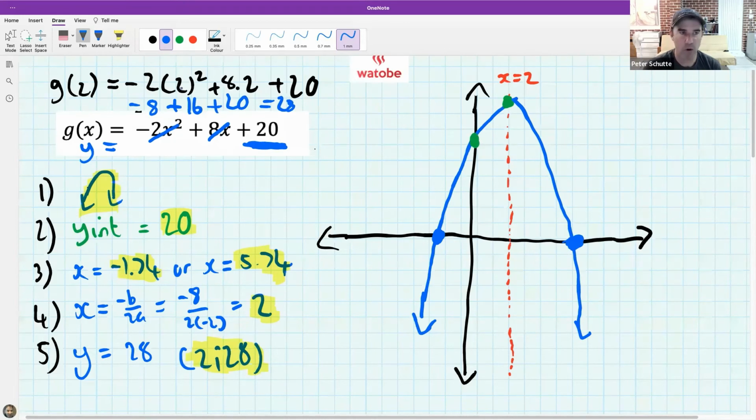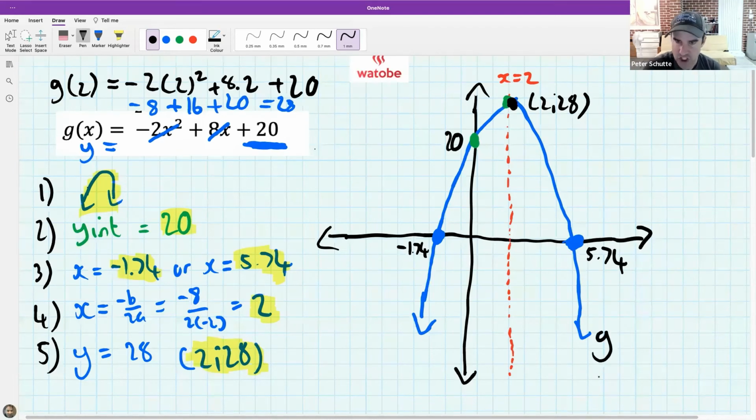Can you see my 4 points? Okay, and then the last step is I need to label. So I'm labeling this 20. I'm labeling this minus 1.74. I'm labeling this 5.74. And then my turning point, I'm labeling the whole thing 228, and the function is called the function g, and that is 6 marks in the bag.